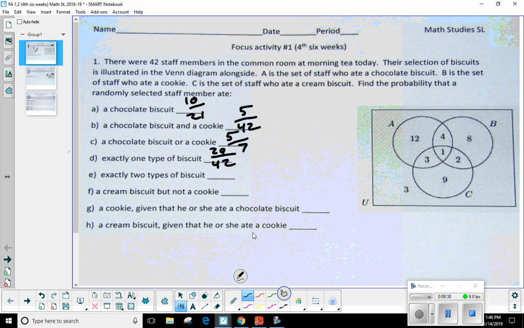So we know the 42 is the total of everything in the universe, but Eli, where did that 29 come from? If it's exactly one type of biscuit, whatever outcome makes you one type of biscuit, we're just looking at everything but the intersection. There you go. So basically exactly one type would be this area here, and this area here. So the 12 plus 8 plus the 9, there's my 29.